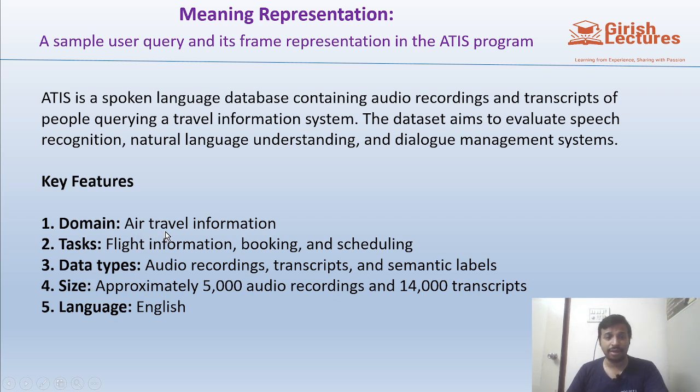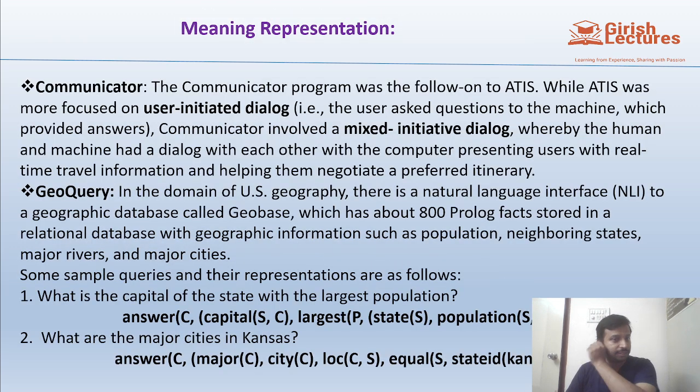So it is your air travel information. That is one. Second, it has tasks like flight information. It also has tasks like bookings and scheduling. And the very important thing is what type of data it takes care of: audio recordings, transcripts, and semantic labels. Its size is approximately 5,000 audio recordings and 14,000 transcripts. Generally, it has the English language. It might be developed area to area, so some countries might use this ATIS in some other way, depending on their regional language. Okay, this is about ATIS.